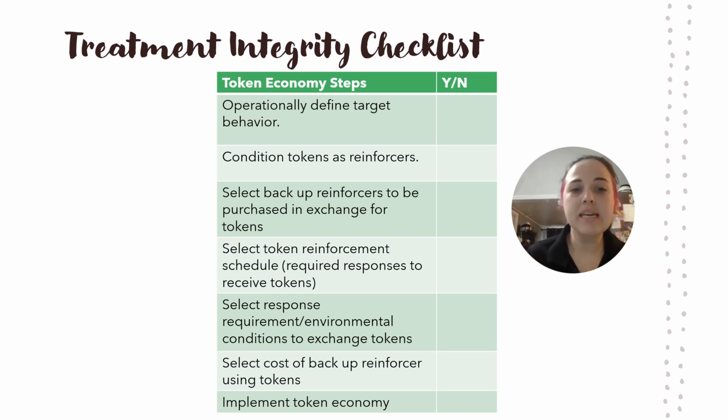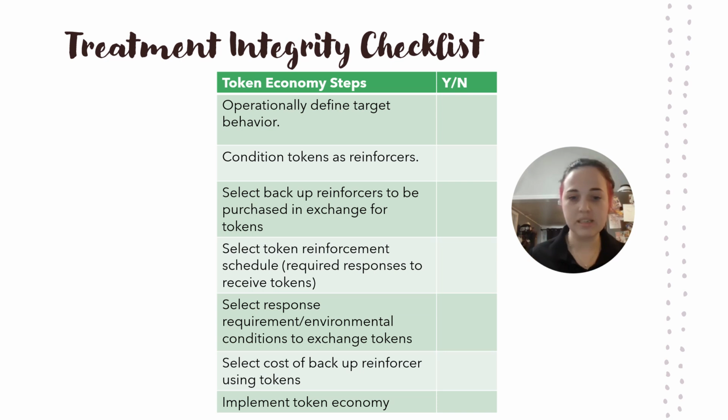Then step 3 is to select the backup reinforcers to be purchased in exchange for those tokens. Our next step is to select the token reinforcement schedule, the required amount of responses to receive those tokens. And then the next step is to select the response requirement and the environmental conditions needed to exchange those tokens.